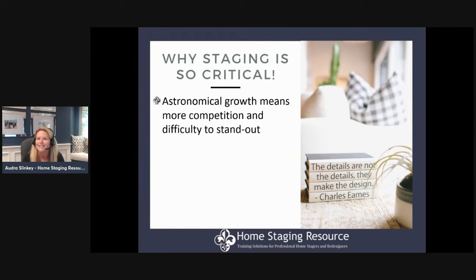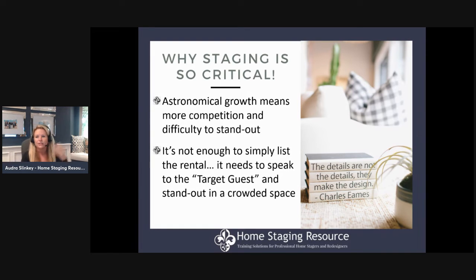So, why that design is so critical: that growth means there's a lot of competition for these hosts to stand out. It's not enough that they can just list the rental and get occupancy rates. So it needs to speak to the target guest and stand out in a really crowded space, in a space that's getting even more crowded.